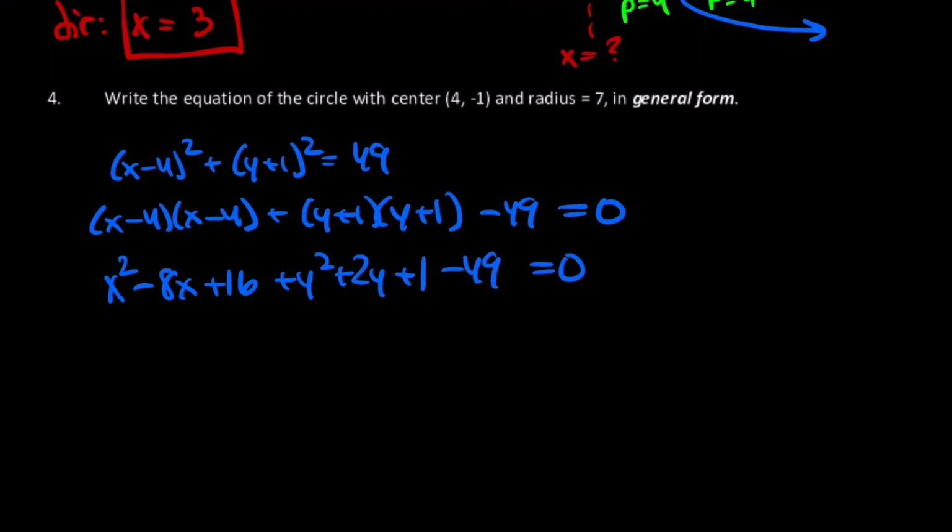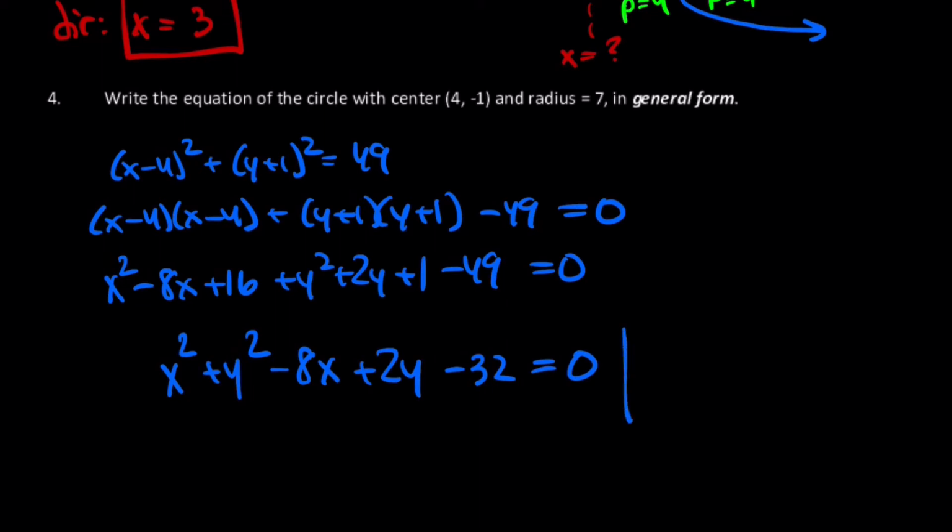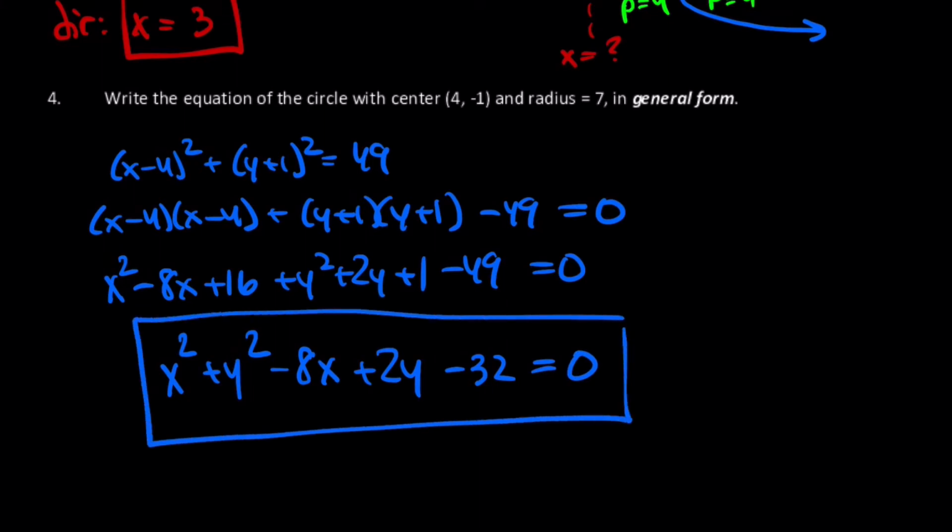Now we just have to combine everything and put it in the general form order. We start with an x squared, then we list the y squared, then our x term, then our y term, and then I take 16 plus 1 minus 49, and that gives me negative 32. And don't forget, that equals 0. So not too bad. It's just more of a lesson in algebra.